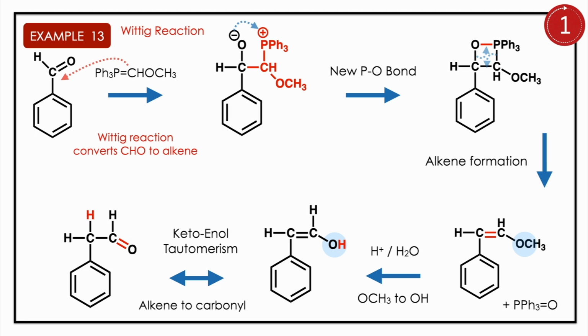Then further you are doing acidic hydrolysis, which converts OCH3 into OH. Here the OH is attached to the alkene, so it is an enol. So technically keto-enol tautomerism is possible, and you end up with an aldehyde. The concept you outlined here is that in the Wittig reaction, the terminal product can be tuned by the choice of reagent and the nature of the reacting species.